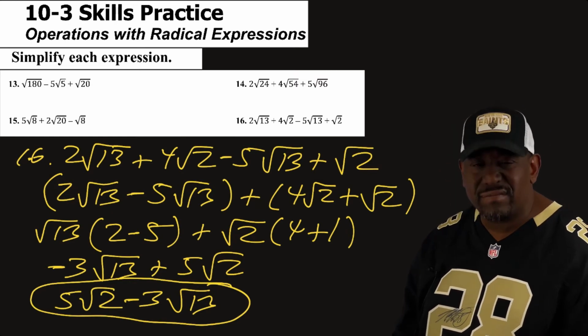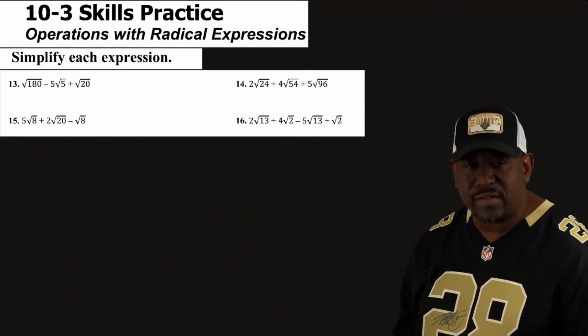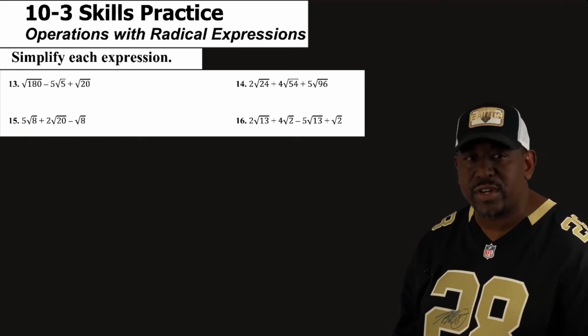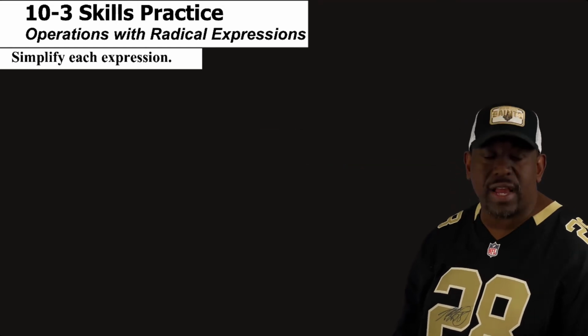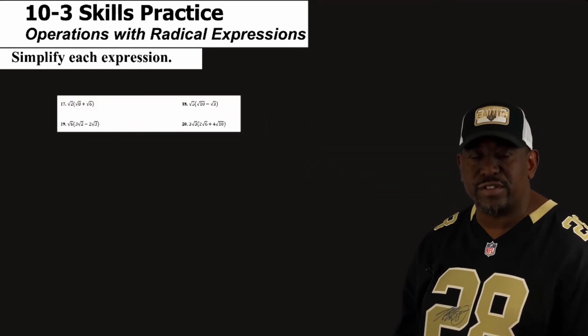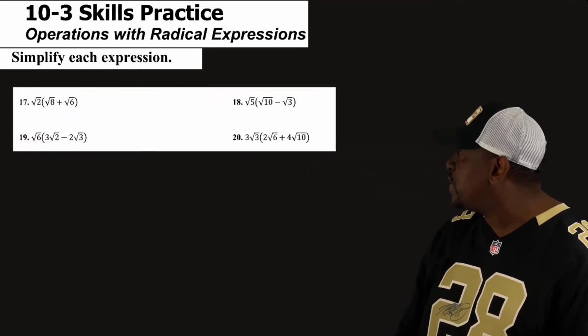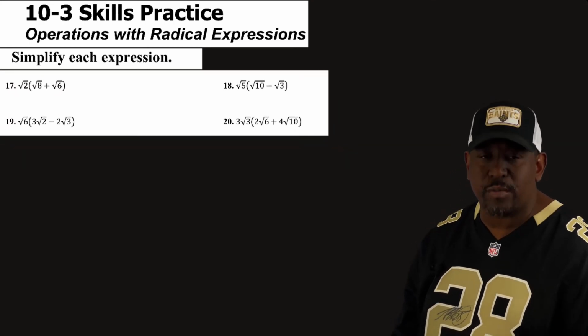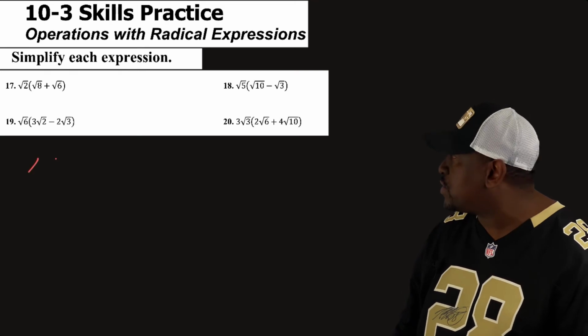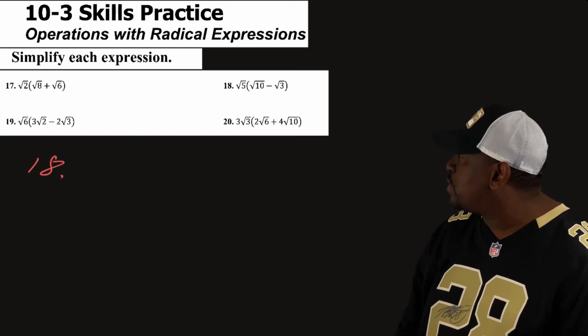So that one, you have 2 different groups of like radicals. You put them together, just like combining like terms with algebraic concepts with x and y. You just look at the radical as a variable expression. So now we're moving to a different type of simplification problem where we're multiplying radicals together. And so we'll start with number 18.